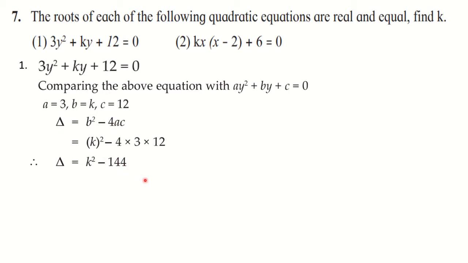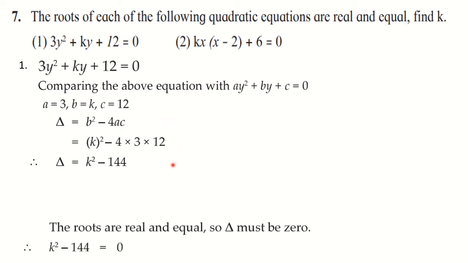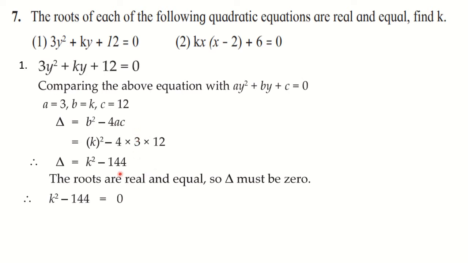Here I have found delta first, and afterwards I am going to make use of the condition. If you want, in the beginning also you can write down the condition, and here only in front of it you can write equal to 0. It is also possible. Okay. So here you can change those steps, but writing this statement is very, very important: the roots of the quadratic equation are real and equal, and therefore delta is equal to 0. Why are you writing it is equal to 0? You need to give justification for your statement. So you need to write from the question that it is given to us that the equation has real and equal roots. That is why we can write delta is equal to 0. So from this we can write k square minus 144 is equal to 0.